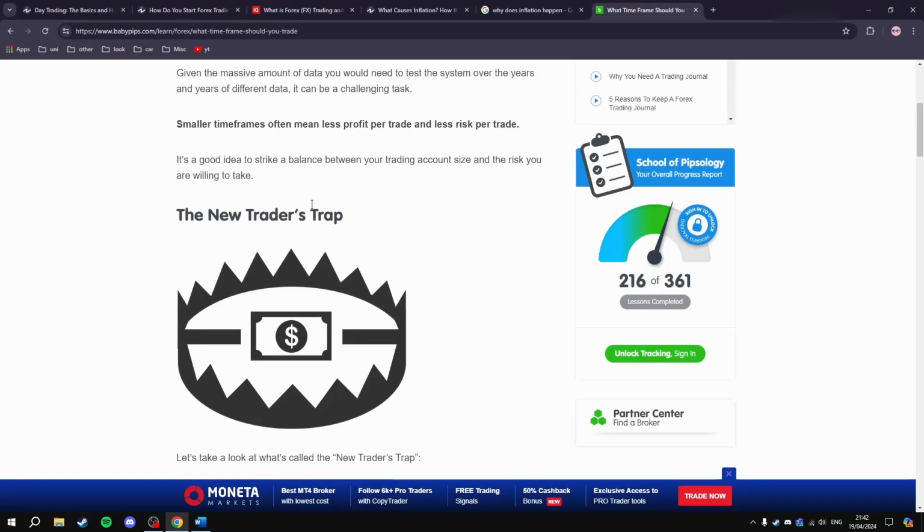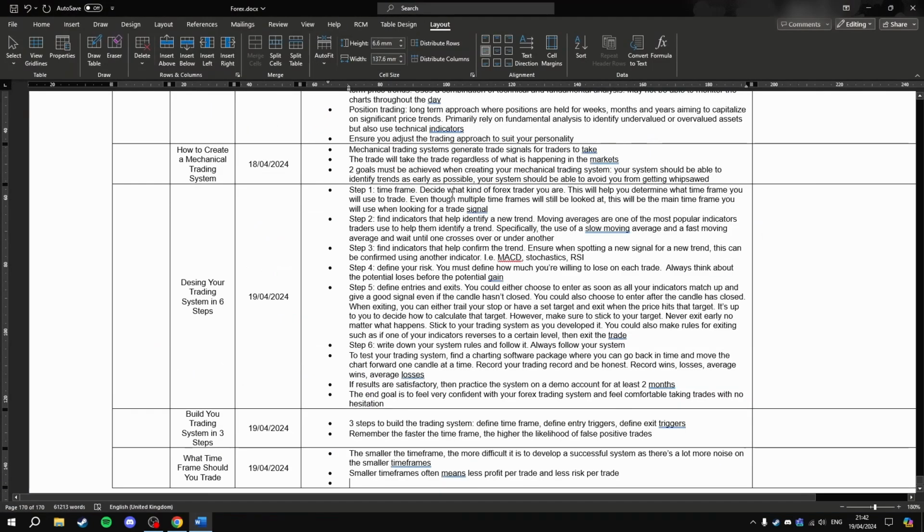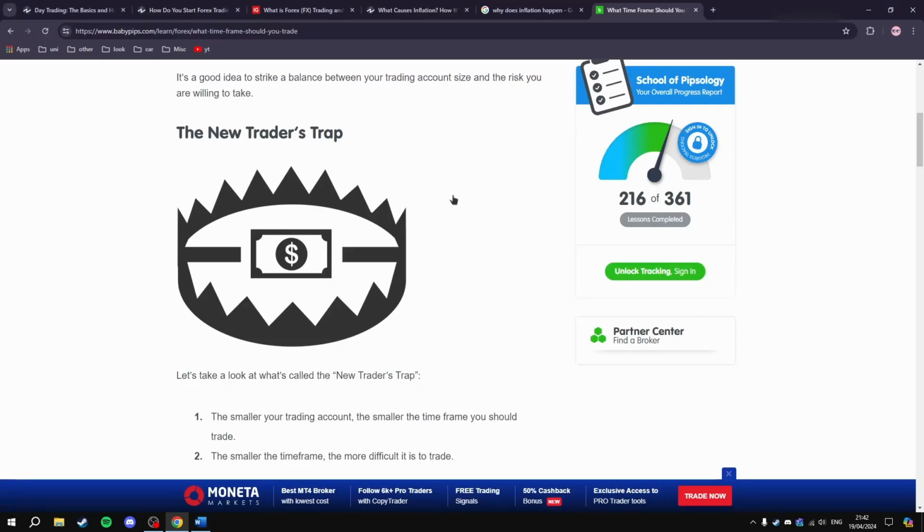It is a good idea to strike a balance between your trading account size and the risk you are willing to take. Remember to balance out your trading account size and the risk you're willing to take.